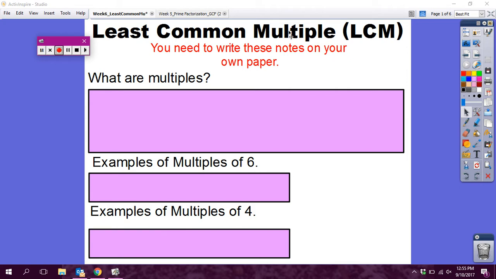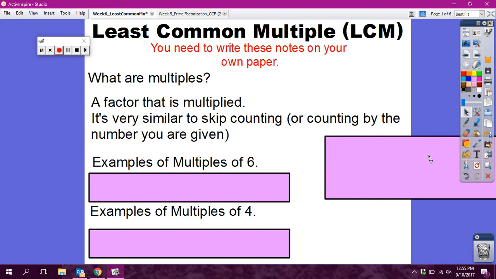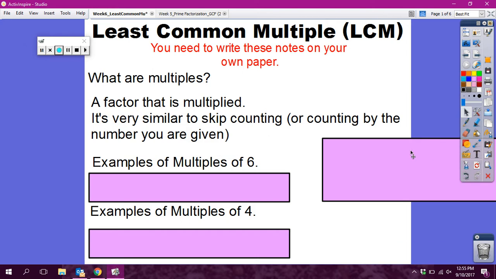So what are multiples? Well, multiples are a factor that is being multiplied. It's really similar to skip counting, or counting by the number that you're presented with. So if you were given the number 2, for example, the multiples of 2 would be 2, 4, 6, 8, 10, 12, and so on. You can keep counting by 2s for literally forever.